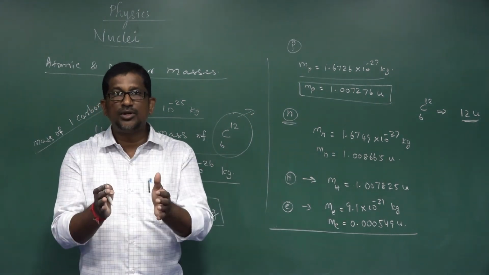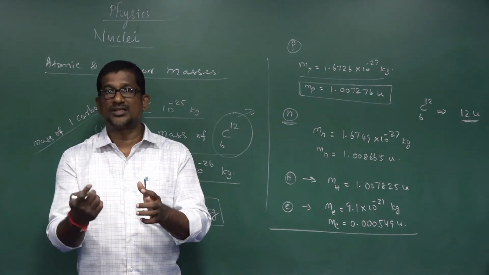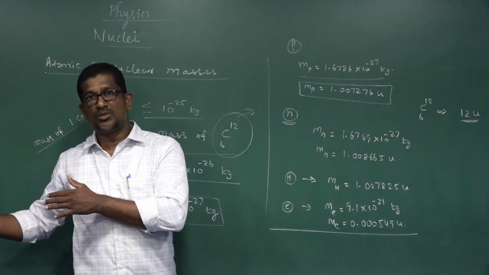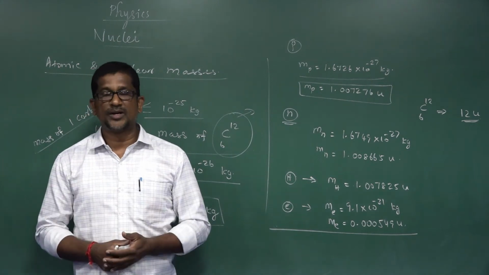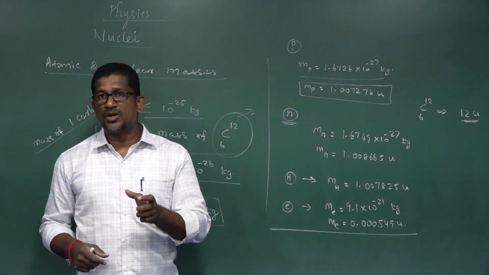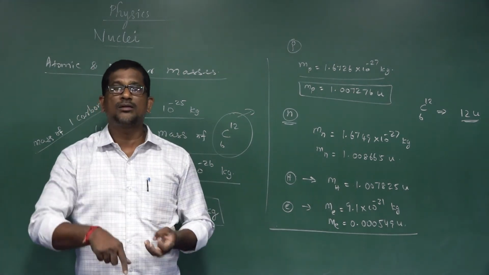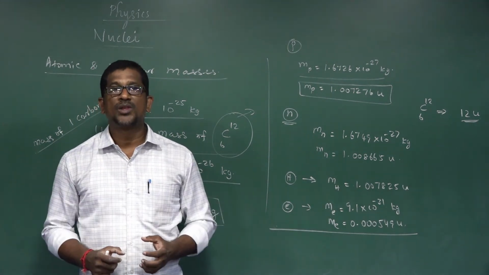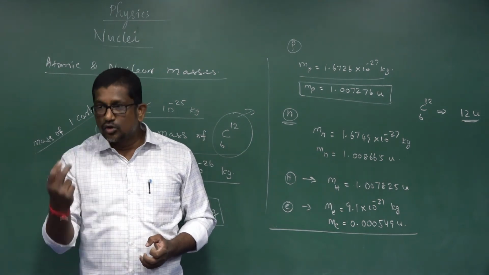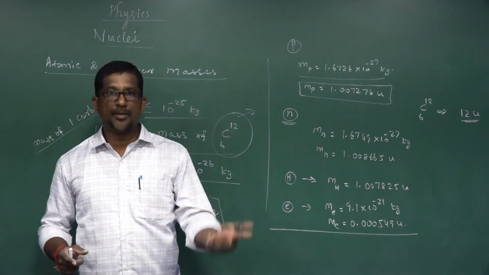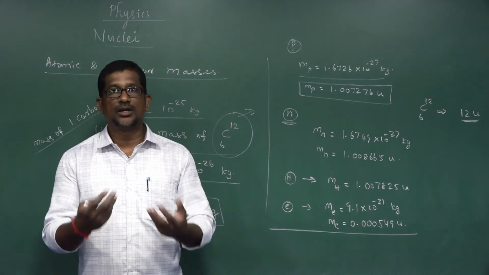Okay, it is possible to determine atomic masses by using an instrument called Bainbridge mass spectrometer. By using Bainbridge mass spectrometer, we can't determine nuclear mass. Then how can you calculate the nuclear mass? Simple. By subtracting the total mass of the electrons from atomic mass, we can get the nuclear mass.